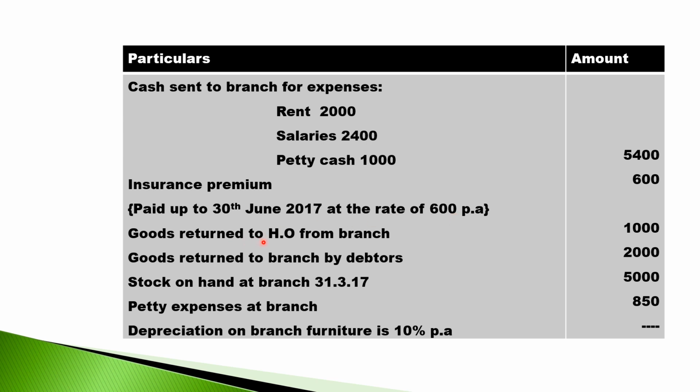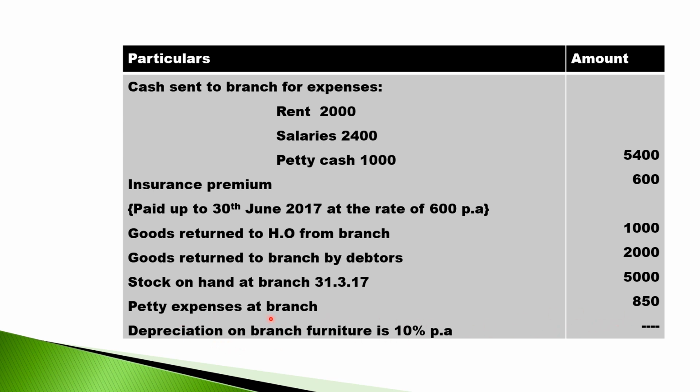Goods returned to head office, credit side. Goods returned to branch by debtor is treated as sales return. Debtor is a customer. So when customer returns the goods, it is called sales returns. It will not come in branch account, it will come in debtors account. Closing stock. Stock on hand at branch on 31/3/17, 5,000, will come in credit side. It's called closing stock.